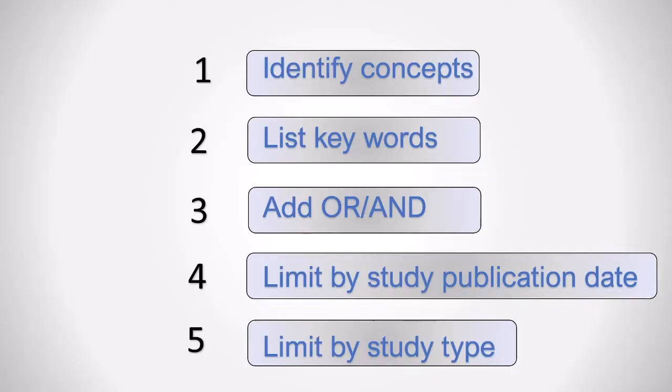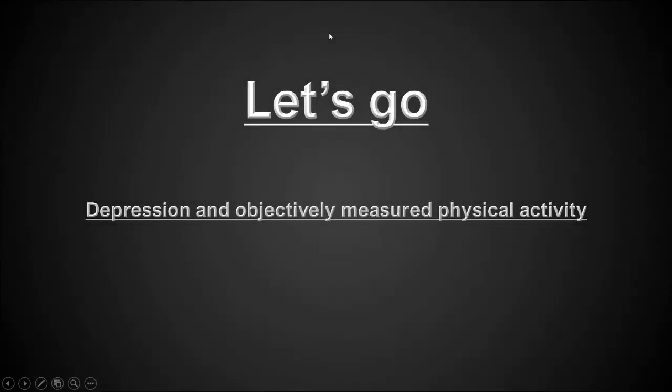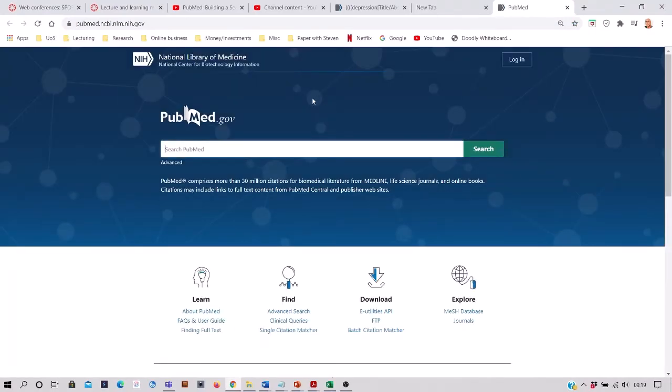So we're going to incorporate all of these 5 steps, looking at depression and objectively measured physical activity. So let's go ahead and do it. So we go to PubMed, or that's where I've chosen to go to first. Now let's do something that you shouldn't do, but let's do it anyway, and I'll show you how PubMed works, or how any search engine rather works, because they all work on a very similar algorithm.